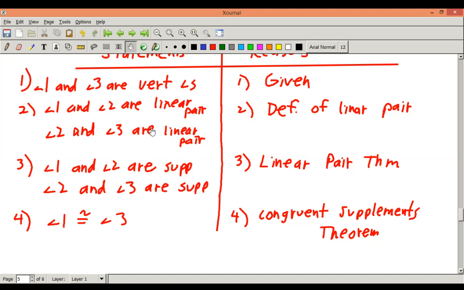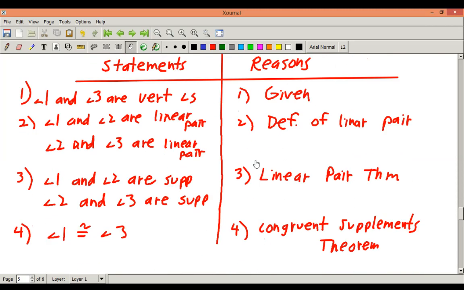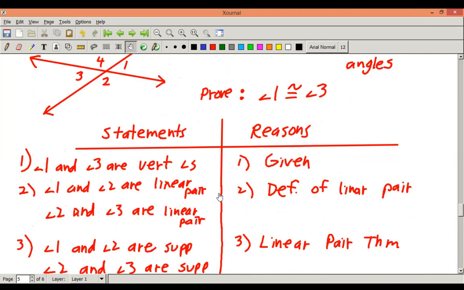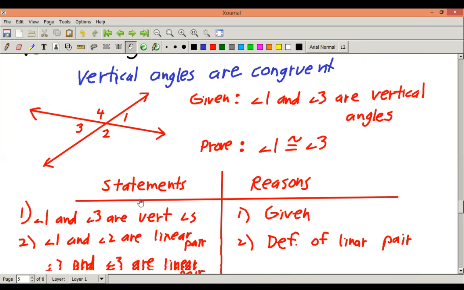So what we just proved was that vertical angles are congruent, and we used two previous theorems that we just proved earlier today to prove it. So again, vertical angles are congruent. That's what you're trying to prove. We never have to prove this again. We're just going to use this to prove other proofs.